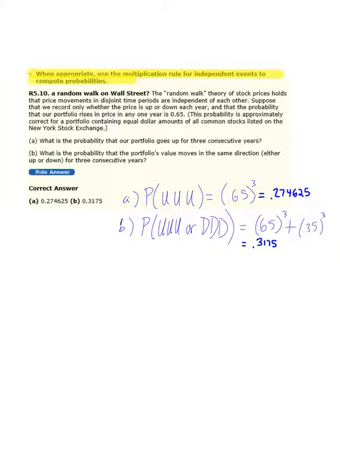And then what's the probability that the value moves in the same direction, either up or down? Okay, notice the presence of the word or. So if we go up 3 years in a row or down 3 years in a row, we are going to add for that or. Then we have 0.65 cubed for up, up, up. We have 0.35 cubed for down, down, down. And the sum of those is 0.3175.